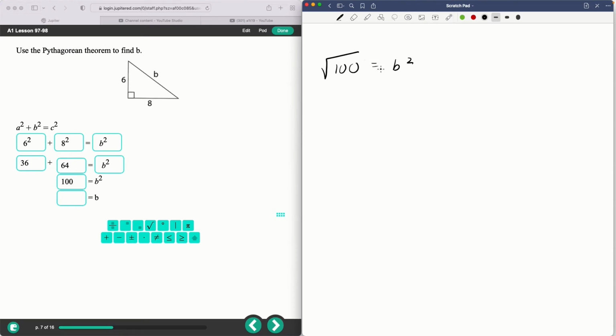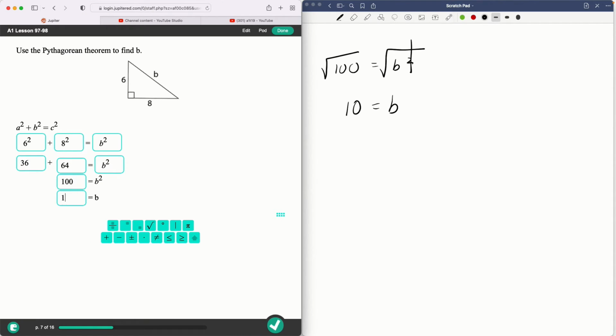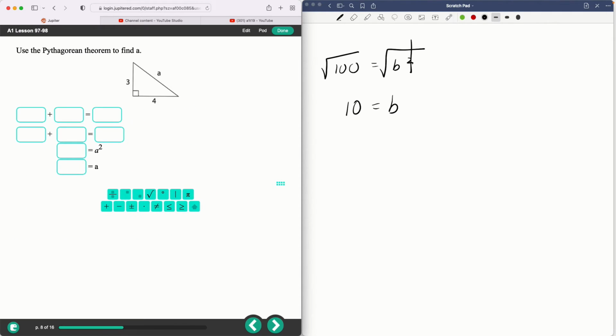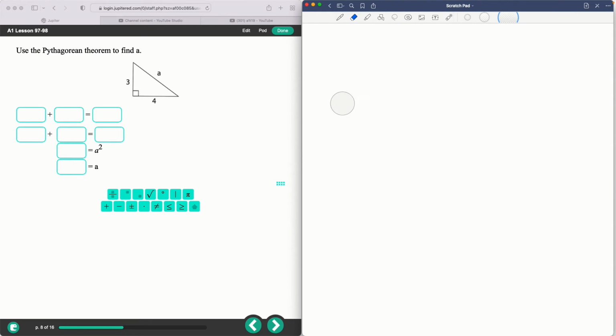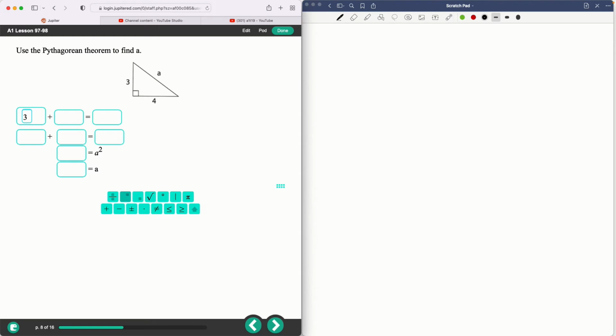We apply the radical to both sides. That cancels. So that's left us a B over here. Square root of 100 is 10. So 10 is equal to B. We check it. They're all correct. All right, so let's erase this here just in case I need more room, which I probably will. Again, we're going to do the upright squared, the base squared, and the hypotenuse A squared.